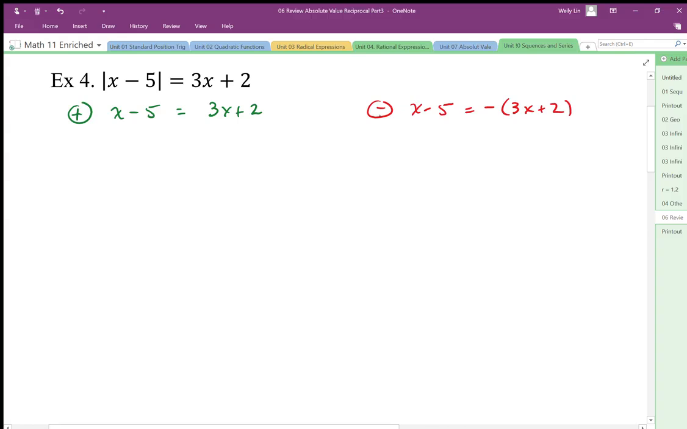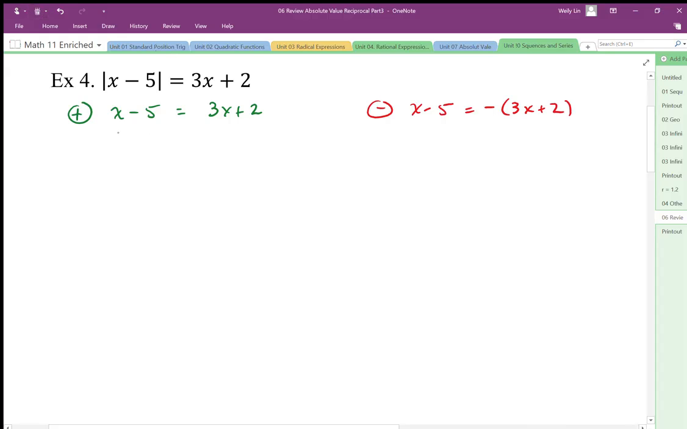Now, technically, although I've labeled this positive and negative, depending on the domain, the outside can be negative or positive. So we're not actually quite sure, but as long as we label one positive, one negative, we can solve for the two versions of this problem.